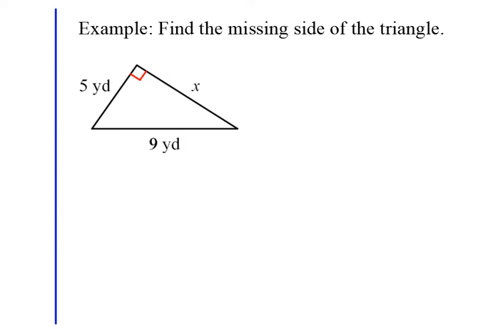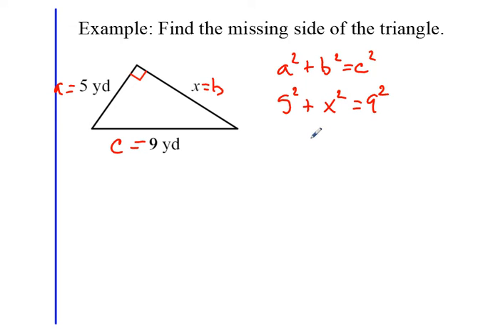Sometimes you're not finding the largest side. Sometimes the largest side is given to you. In this example, across from the 90-degree angle is our longest side. The longest side of this right triangle is 9. So in this problem, the longest side is given to us. 5 can be our A, and I guess x will have to be the B. Again, we plug it into a squared plus b squared equals c squared. 5 gets plugged into the A spot, x gets plugged into the B spot, and 9 gets plugged into the C spot.